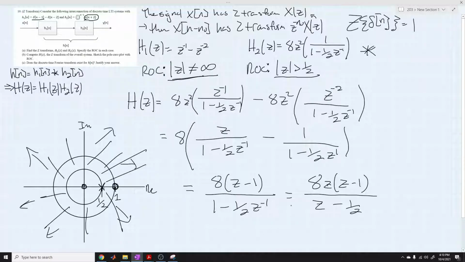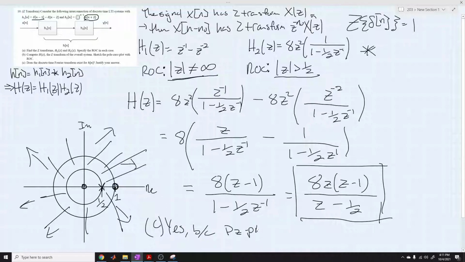So there's our pole-zero plot. Here's our transfer function H. And now, does this have a discrete time Fourier transform? Does that exist for h of n? Well, we don't even know h of n, but we don't need to know h of n because we know that the pole-zero plot of H of z contains the unit circle, which means it's a stable transfer function, and therefore it does have a discrete time Fourier transform. So C is a yes because the PZ plot contains the unit circle.